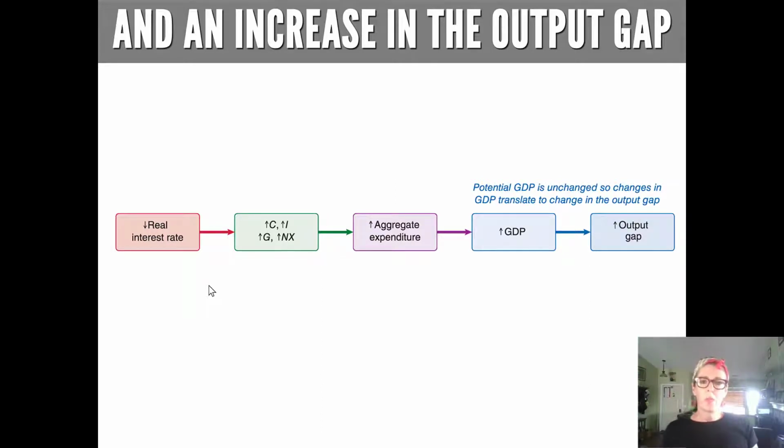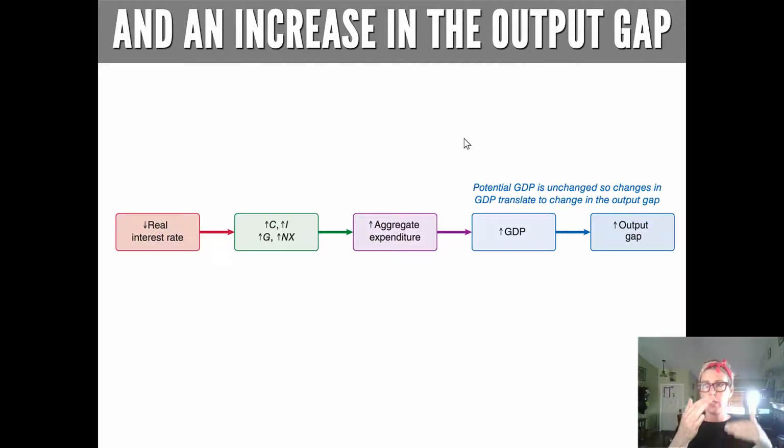And the output gap, which we just learned how to measure, is also increased, right? So if you're at potential GDP, an increase in spending by dropping the interest rate is going to push you above, right? You'll have a positive output gap. Or if you're already below, right, that's going to affect it as well. So a drop in real interest rate will increase the output gap.